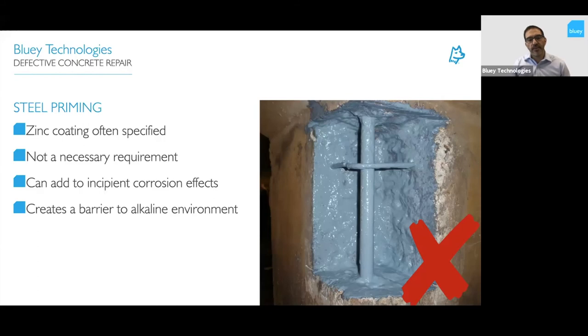On top of that, you can add to the incipient corrosion effects. So what that means is that it can accelerate corrosion adjacent to that repair by applying things like a zinc coating. So we really do want to avoid applying any coatings at all to our steel reinforcement. We just want it clean and we want it coated well with our repair mortars.